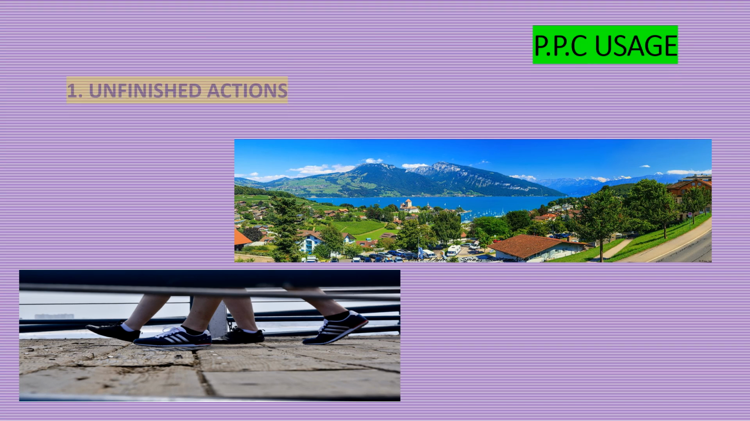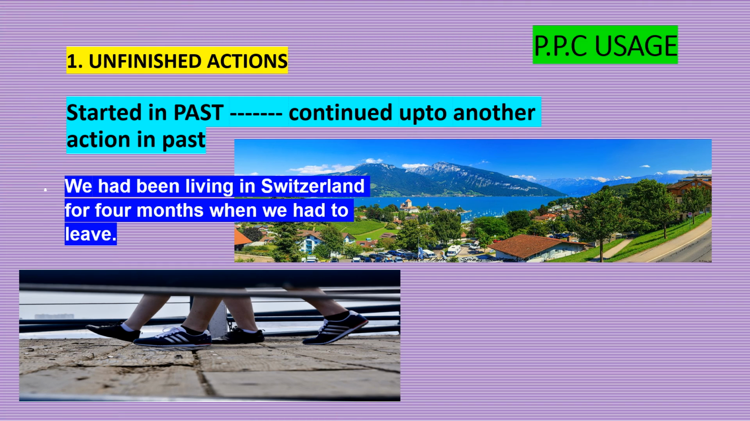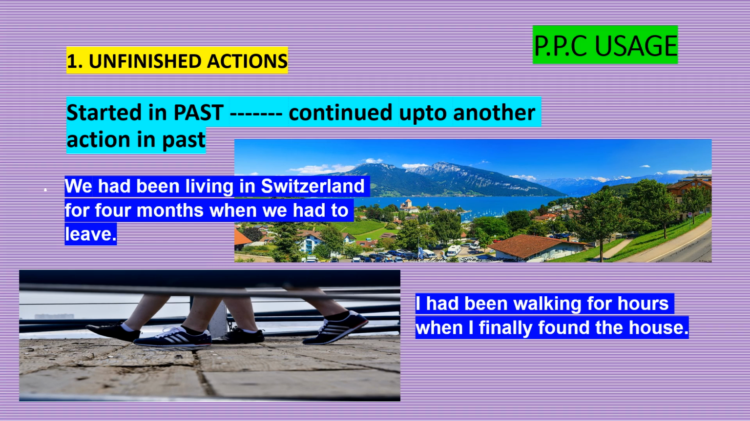So let's find out the usage. The first one is something that started in the past and continued up to another action or time in the past. The past perfect continuous tells us how long, just like the present perfect continuous, but this time the action continues up to a point in the past rather than the present. The first example is: we had been living in Switzerland for 4 months when we had to leave. Second, I had been walking for hours when I finally found the house.